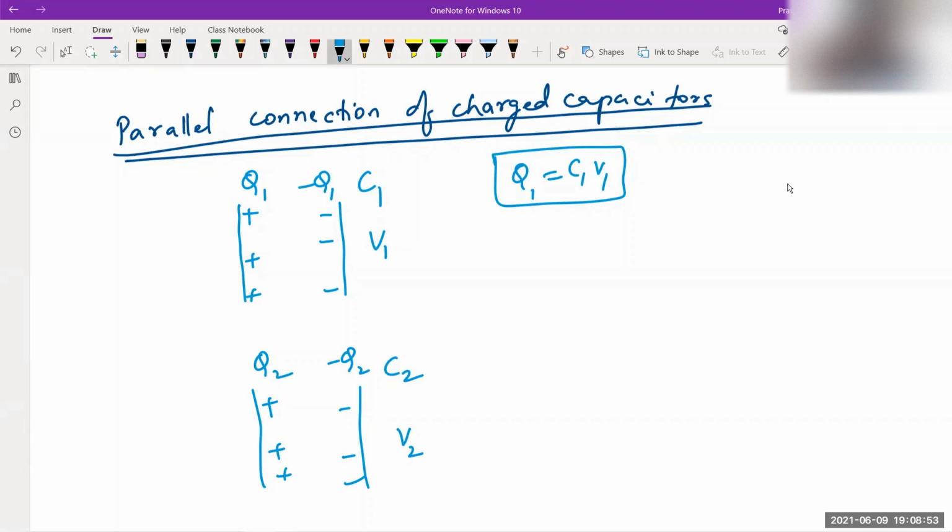I have two options now to connect these capacitors. First one is like this. I can connect the positive terminal of this one with the positive and negative with the negative. This is the first connection. This is the first possibility.